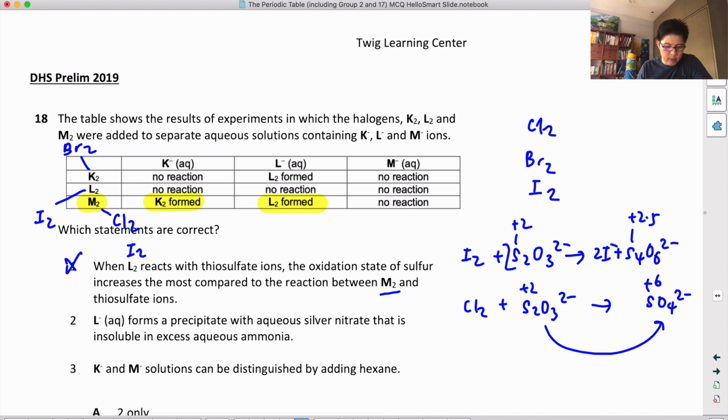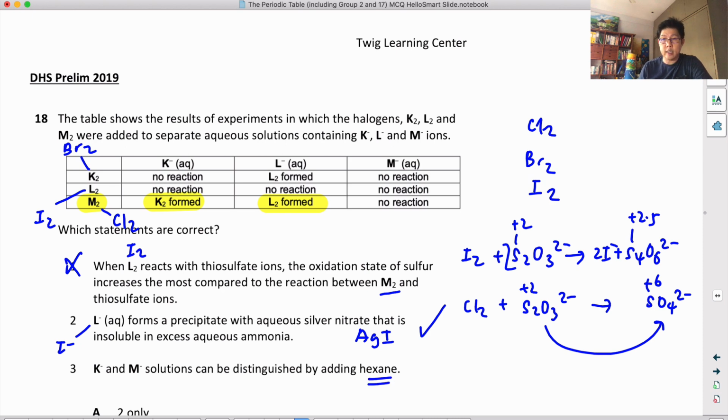L minus, where's the L minus? L is actually I, so it's I minus, right? It forms a precipitate with silver nitrate that is insoluble in excess ammonia. That's true, because it forms silver iodide, which is insoluble. This is definitely true.